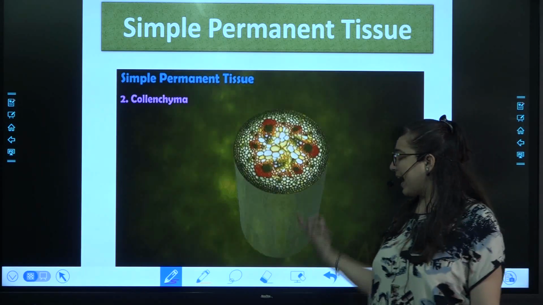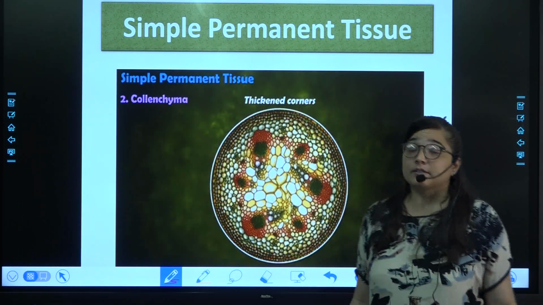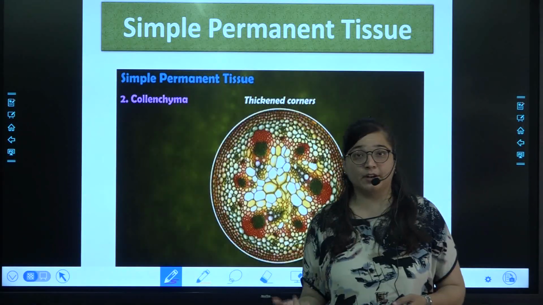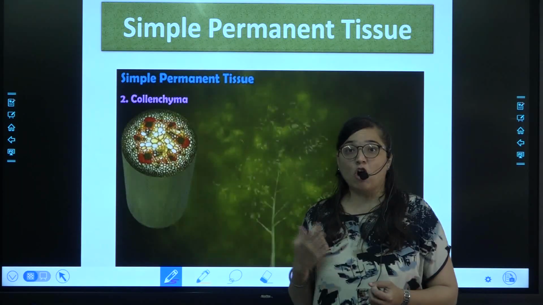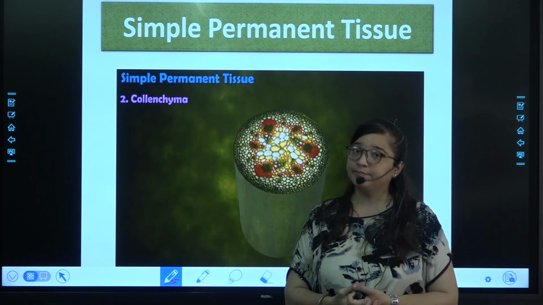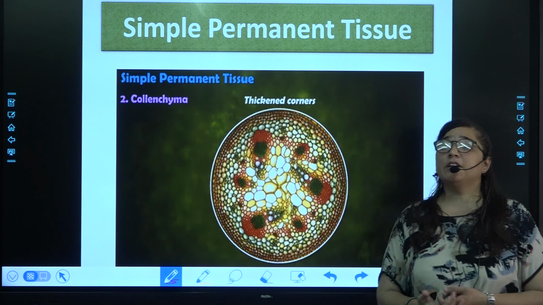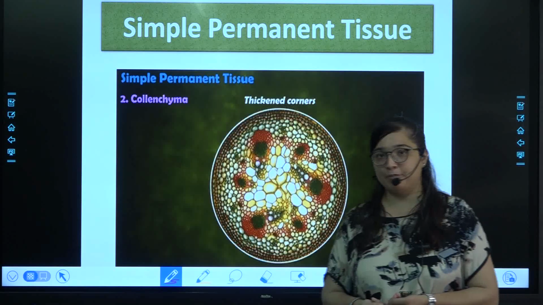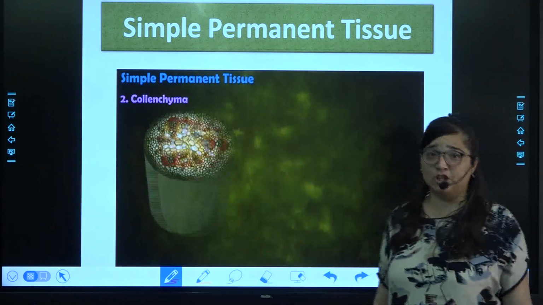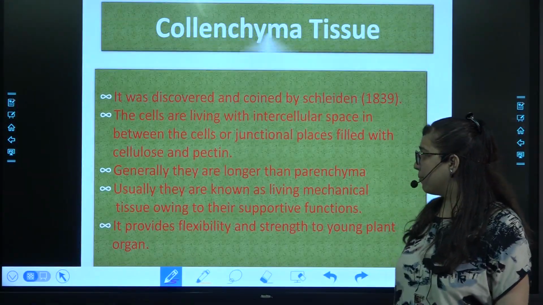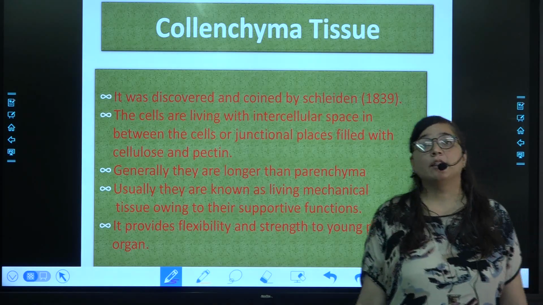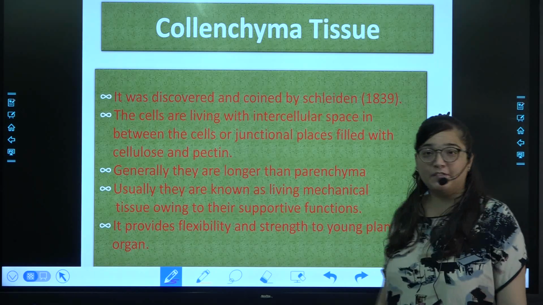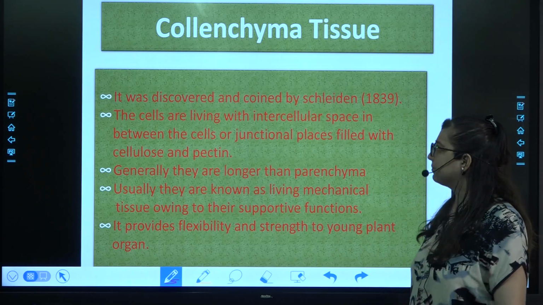The mechanical strength of the plant is because of this particular tissue, and moreover it is having the thick corners which are made up of pectin. Okay, and there is no wear and tear. They are generally occurring at the midrib, leaf midrib, and so only the leaf doesn't get teared off. And some of the important points, they are longer than the parenchyma, and moreover they provide the flexibility and strength to the organ.